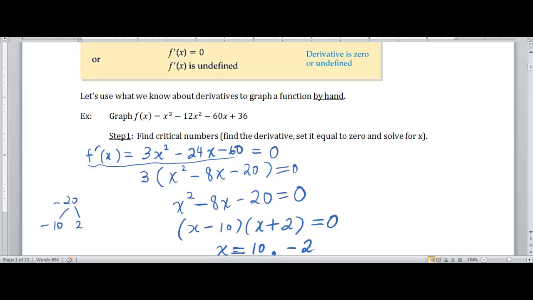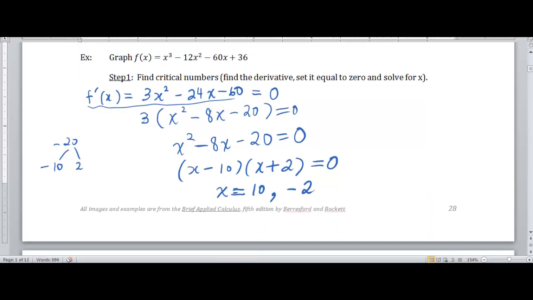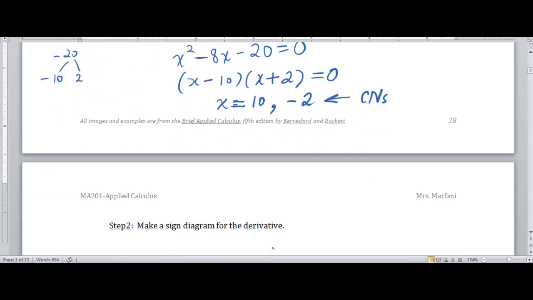The other way to find a critical number is, you also have to check that you take the derivative, and wherever the derivative is undefined, that will also be a critical number. Here, it's a polynomial, so it's defined everywhere. The derivative is a polynomial, quadratic, it's defined everywhere. So we call these our critical numbers. That's the first step.